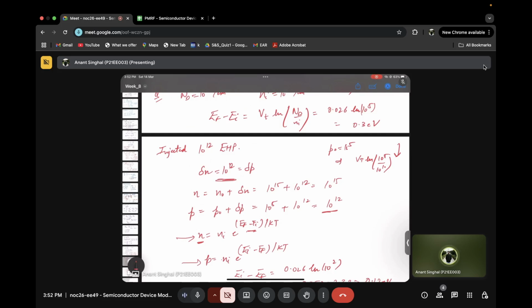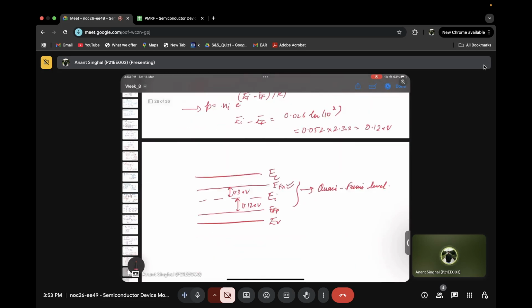But once I inject the carriers, there is one more Fermi level that has arisen, and that is due to the minority carriers. And that is what we call the quasi Fermi level. There are two different Fermi levels because of the non-equilibrium concentration.